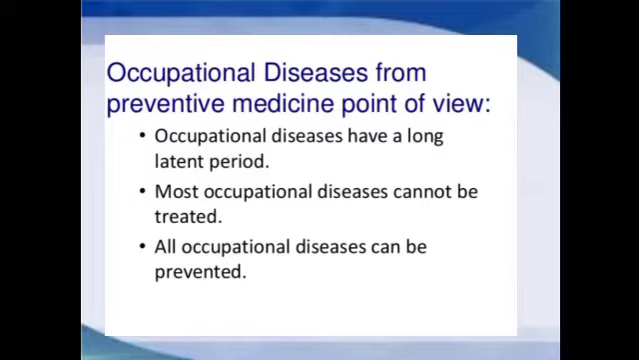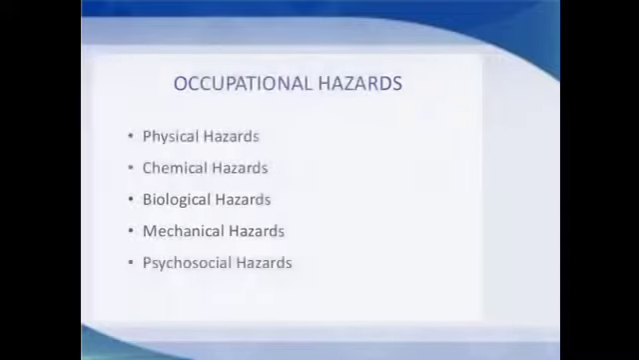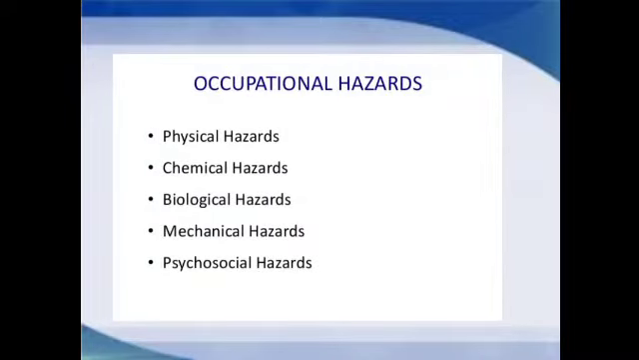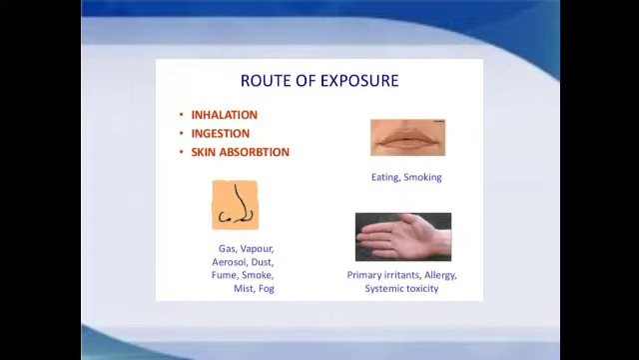Occupational diseases from the preventive medicine point of view. Occupational diseases have a long latent period. Most occupational diseases cannot be treated, but all occupational diseases can be prevented. So, we have here 5 occupational hazards. The first one is physical hazards, chemical hazards, biological hazards, mechanical hazards, and psychosocial hazards. So, there are routes of exposure.